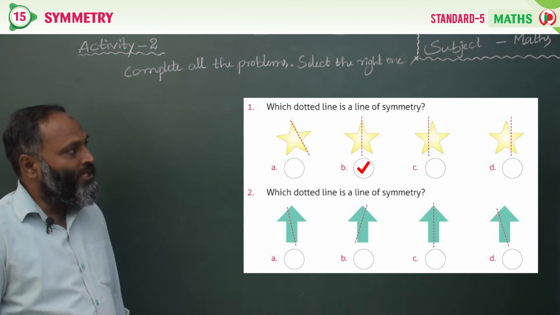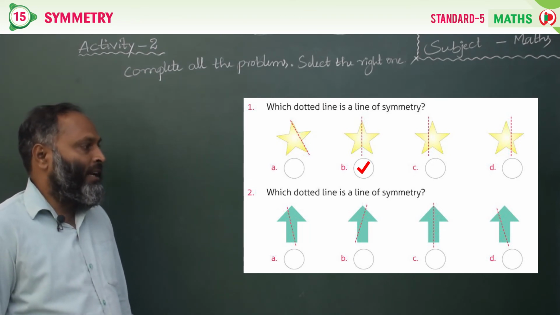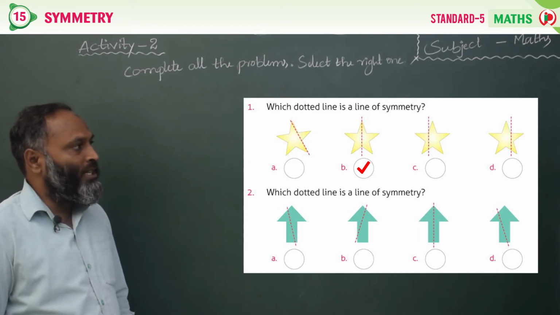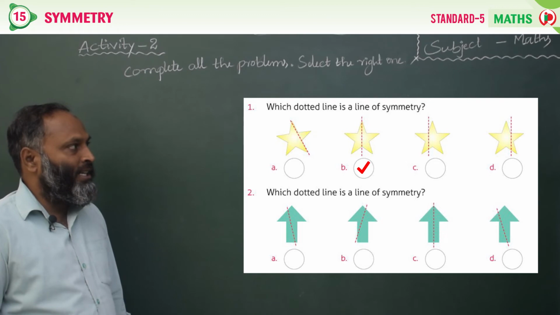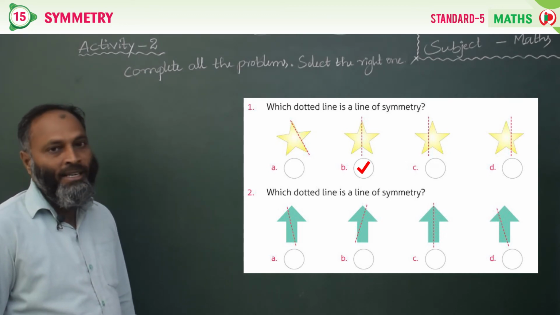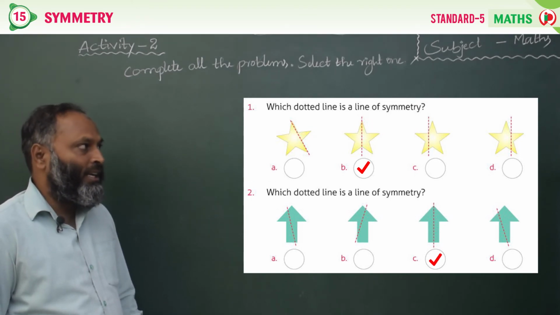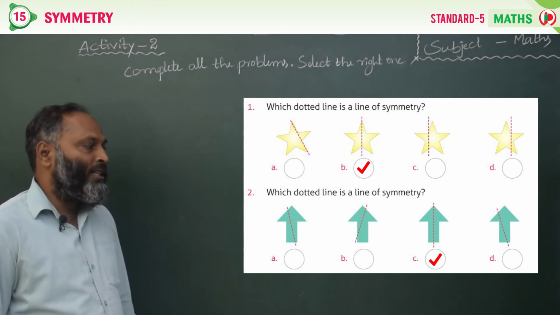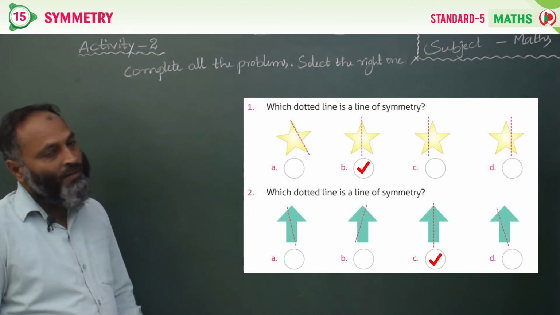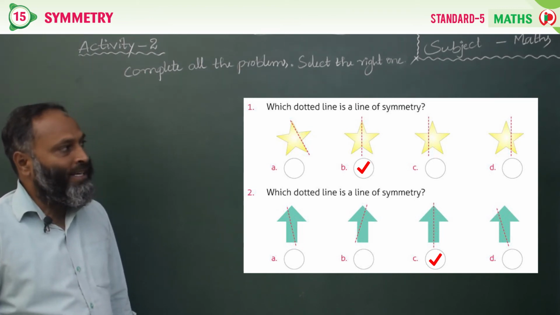Then C. In C, the vertical line divides the given arrow into two equal halves, two identical shapes. The left side and the right side are divided into two equal halves. So, C is the right answer. The vertical line in arrow C divides it into two identical shapes. That is a line of symmetry. So, C is the right answer.